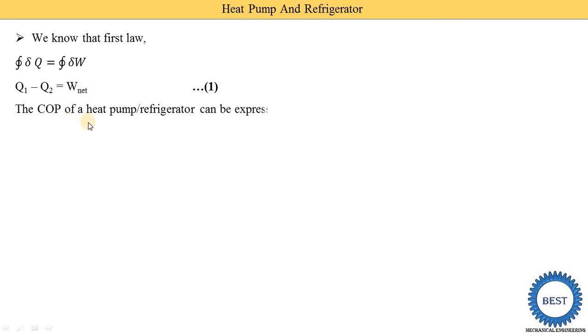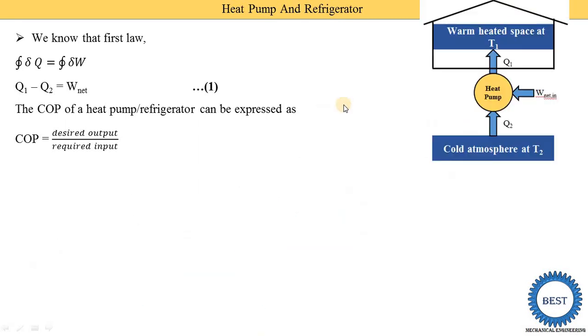The COP of heat pump and refrigerator can be defined as desired output upon required input. The equation of the COP is the same as the efficiency, that is, output upon input. But why is the COP used? For that I made a different video on the difference between efficiency and COP. I provide the link in a card. Card means on the top right of your mobile or laptop screen you see the i symbol.